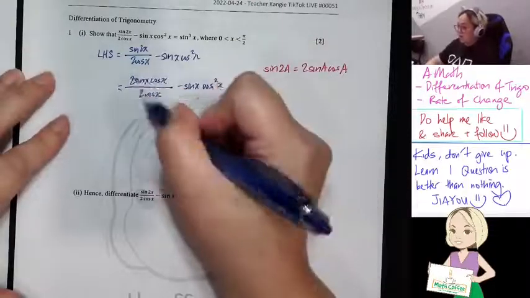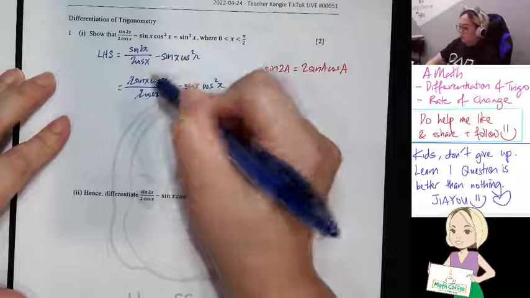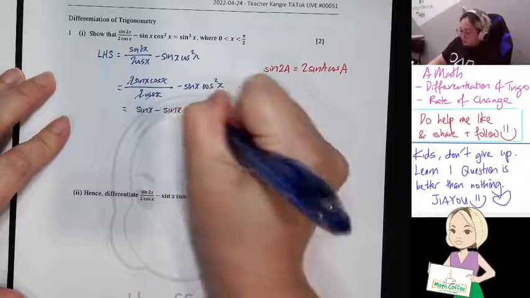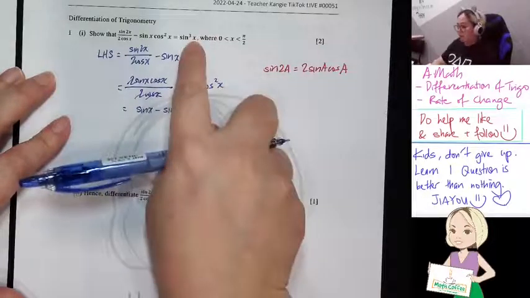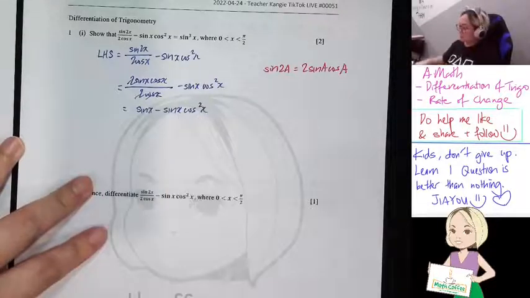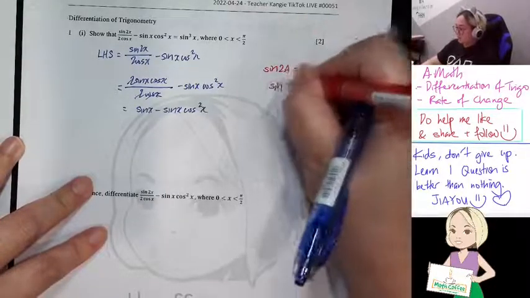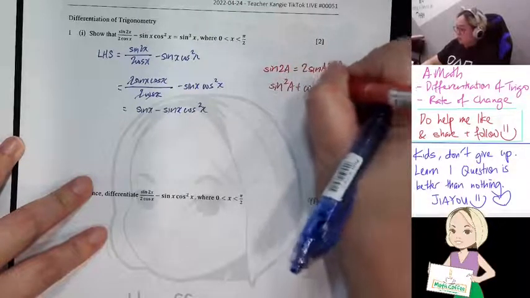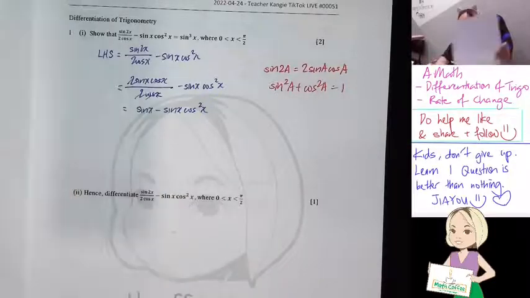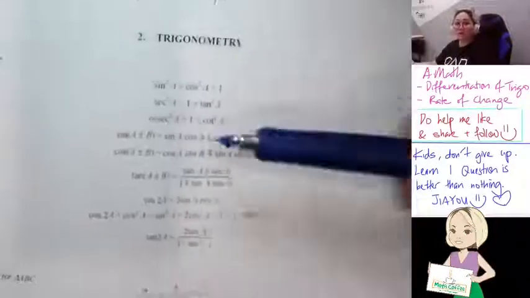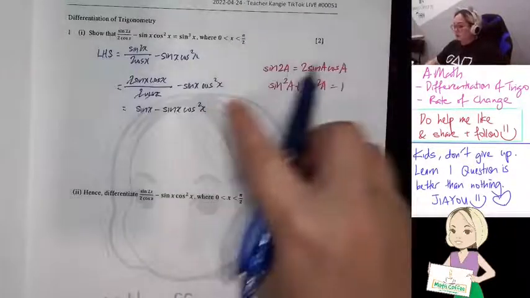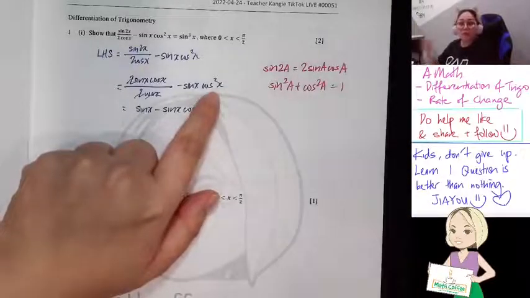Okay, so then after that, cancel the 2, cancel the cosine x. You are left with sine x minus sine x cosine square x. Then you look at the right-hand side. The right-hand side is purely sine, so it means that I can change my cosine square x. So we're going to use this identity, sine square a plus cosine square a equals 1. This is the first identity, the very first one. I want to make cosine square x become sine square x.